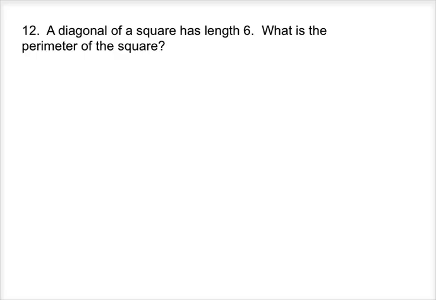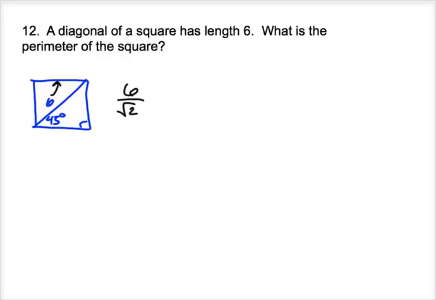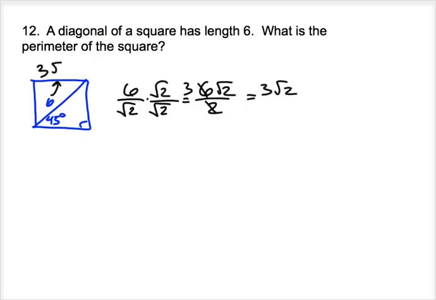Number 12. A diagonal of a square has length 6. What's the perimeter of the square? Draw myself a little picture. So I know it's a square. They tell me the diagonal length is 6. I know that this is a 45, 45, 90 triangle. So if I go from 6, the diagonal, to any of these sides, I just need to divide by the square root of 2. And I'm going to rationalize it. And I get 6 square roots of 2 over 2, which is 3 square roots of 2. So each side is 3 square roots of 2.